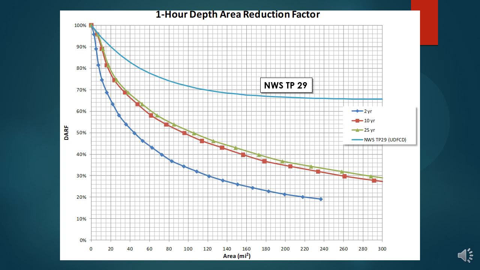That means that the central intensities, or the point estimates, decay in reality much faster than the approach that was behind the development of TP29. The other thing that jumps out is that we get different curves for different frequencies. In other words, different intensities, different size of the storm. That's another important thing that's jumping out at us.